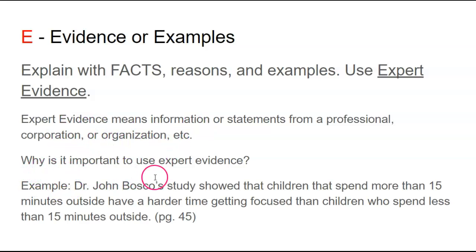So why is it important to use expert evidence? For example, Dr. John Bosco's studies show that children that spend more than 15 minutes outside have a harder time getting focused than children who spend less than 15 minutes outside. And then I said it's on page 45 of whatever book we're reading. But it's important because, I mean, I'm allowed to have opinions and make my own judgments on things, but I might not be a professional in certain things.